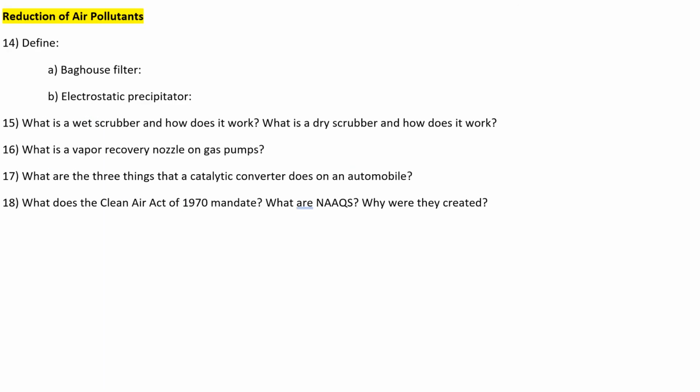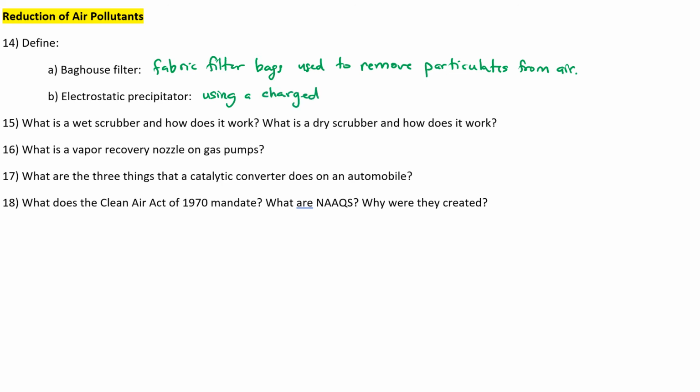So baghouse filters would be fabric filters, bags used to remove particulate from air. Then an electrostatic precipitator would be using a charged plate to attract charged particles from air before its release.